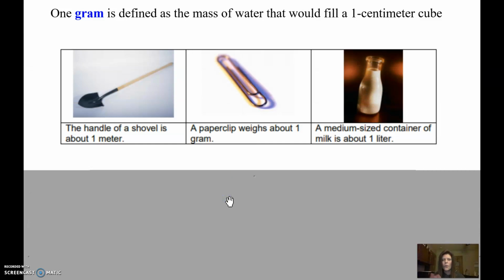Now, what about the other ones? What's a meter? Well, you can think of a meter like a yard, about the length of the handle of a shovel. A gram is actually pretty small, quite a bit smaller than an ounce, because a gram is about the weight of 1 paper clip. And a liter is comparable to a quart of milk. You're probably familiar with a liter of soda, which is about a quart, or a 2 liter, which is about 2 quarts. So that one we're probably the most familiar with.